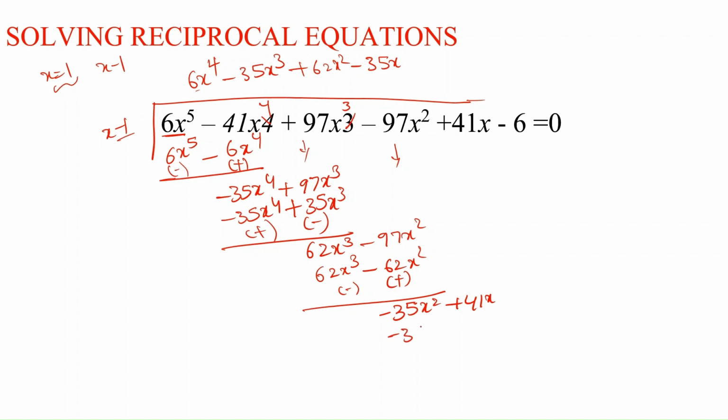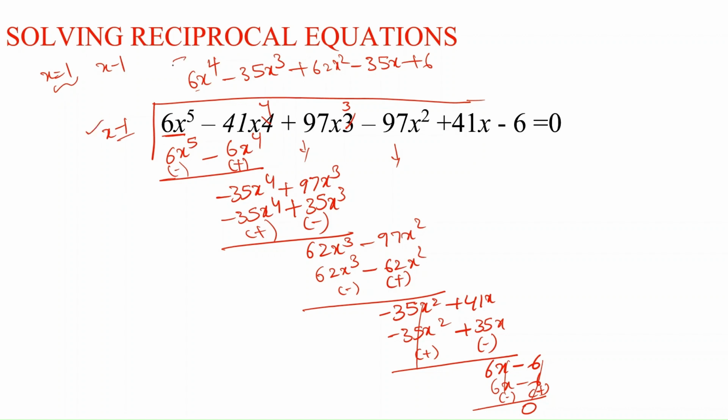Follow the same process. Plus 35x. Again change the signs. Now 41 minus 35, these two will get cancelled. 41 minus 35 is 6x minus 6. This is 6 times. Again 6 minus 6, we will get 0. While doing subtraction, we change the signs, and it is 0. As x minus 1 is a factor, it leaves a remainder of 0. Now we know two factors. One is x minus 1 and the second is this. So again, this has to be factorized.